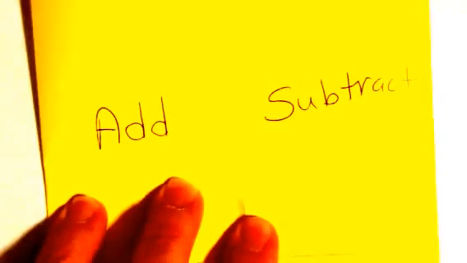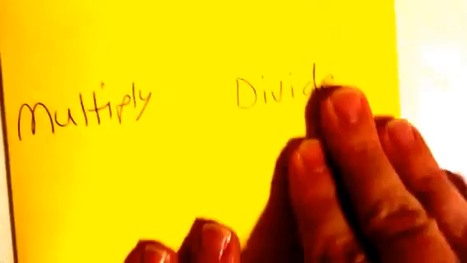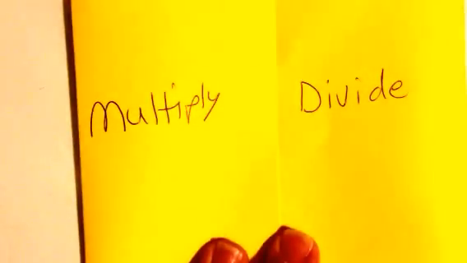Today we're going to talk about the different operations for fractions. You should have a foldable that looks like this. It's taped into your journal. On the 4 different tabs, the top 2 tabs, we're going to write add and subtract. The bottom 2 tabs, multiply and divide.